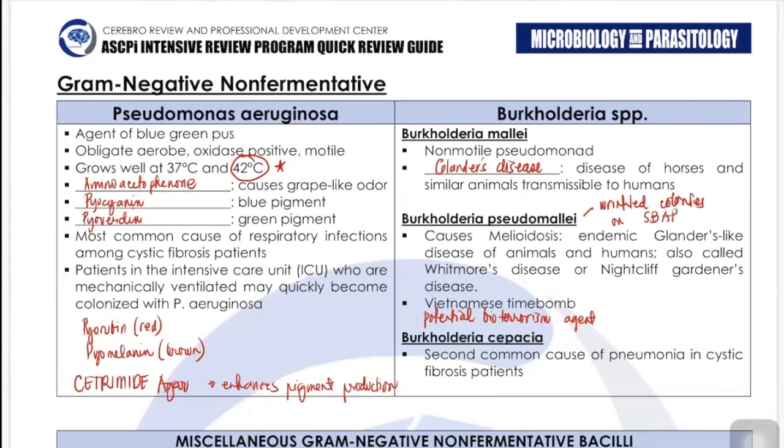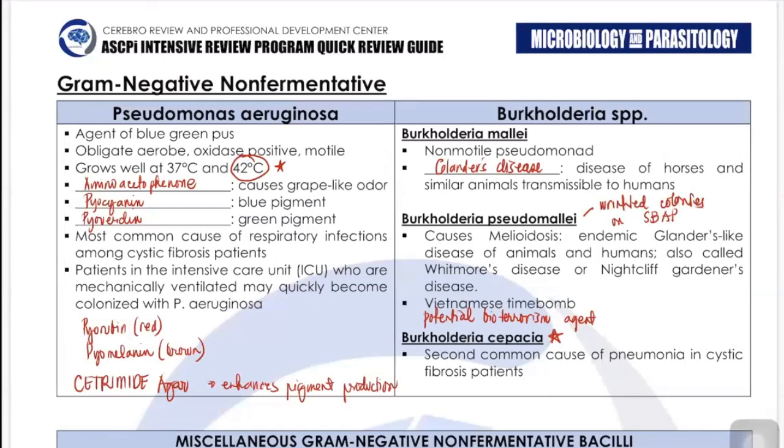Okay? And lastly, we have Burkholderia cepacia. Okay, a common recall question in the ASCP exam. Yung parating tanong is yung organism daw associated with patients with cystic fibrosis, no? However, take note that this is just the second most common cause. Kasi yung most common cause of respiratory infections among patients with cystic fibrosis is Pseudomonas aeruginosa.